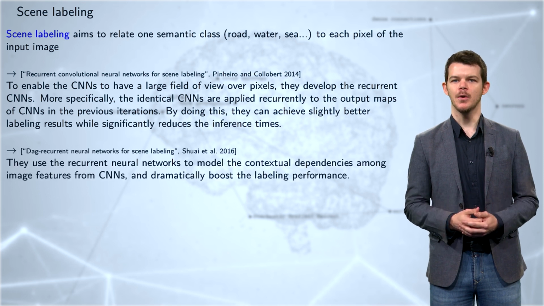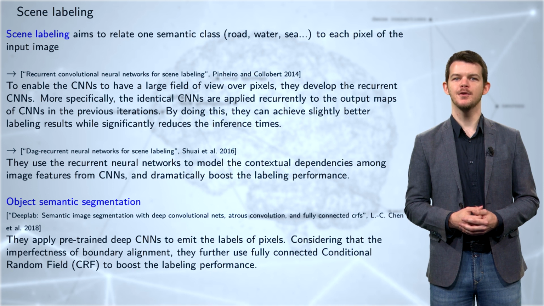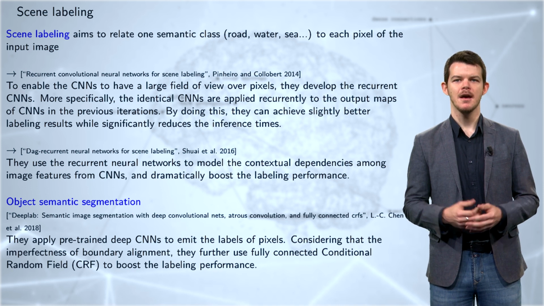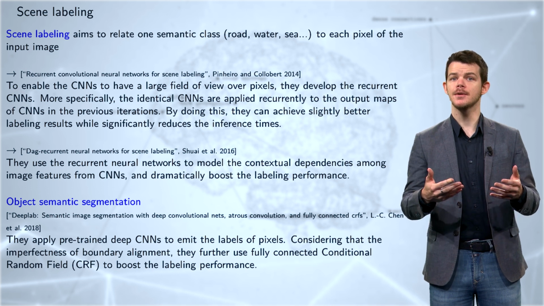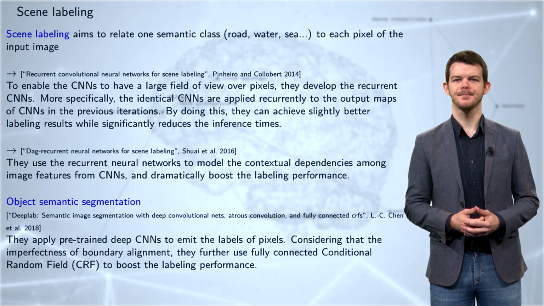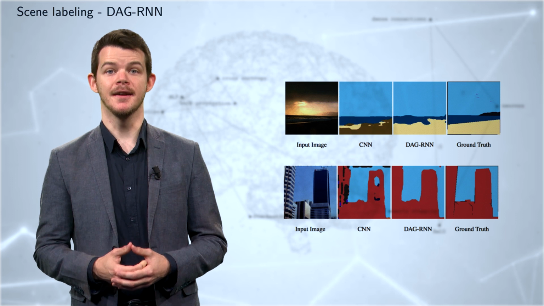DAG-RNN, recurrent neural networks designed in 2016, can also be used for scene labeling. They use the recurrent neural networks to model the contextual dependencies among image pixels, thus dramatically boosting the labeling performance. In DeepLab, pixel labels are first generated using deep CNNs. Then they use a probabilistic technique, conditional random fields, to post-process the information given by the CNNs to, in turn, boost the labeling performance.